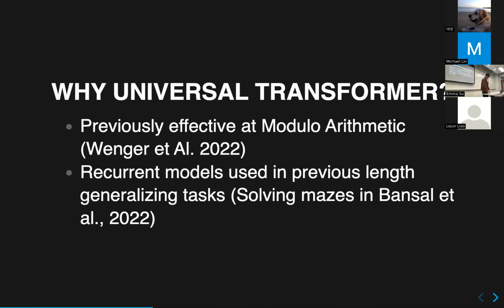Okay. And then this is why they use universal transformers, because universal transformers are effective previously for length generalizing tasks, such as, or not, I guess not length generalizing tasks. They're effective for modular arithmetic, and then other recurrent models like an RNN is successful for length generalizing tasks, such as this paper, they talked about training an RNN on a 9x9 maze and then trying it on a 64x64 maze, and it still works. So that's pretty cool.